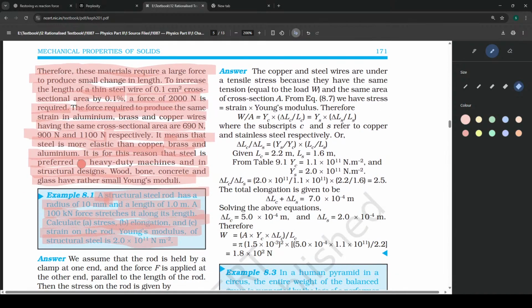Let's see. The copper and steel wires are under a tensile stress because they have the same tension. The force on them is the same and the same area of cross section A. From 8.7 we have stress equals strain into Young's modulus. Therefore, W by A, that is force by area, equals Young's modulus into delta LE by delta LC.